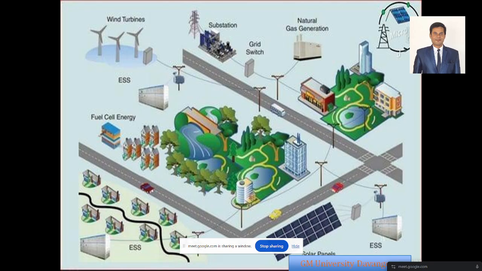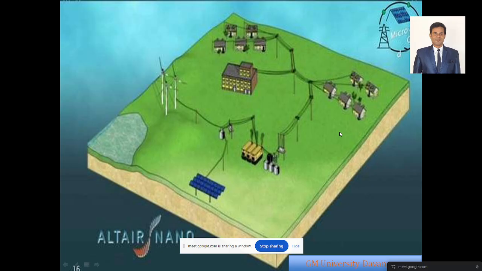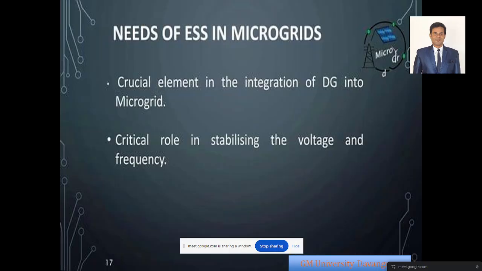So this is actually how the grid looks, right. You can see there are wind turbines, energy storage systems. They have the fuel energy systems, and we have the natural gas. We have the small substation. We have the grid switching station also, right. So this is actually how the need arises.